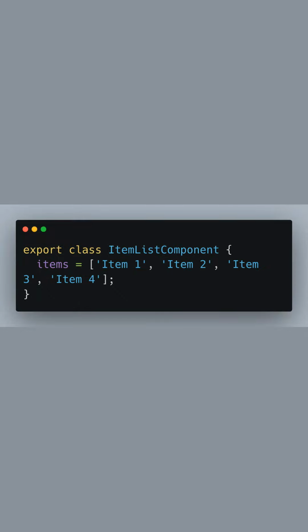Finally, we define the TypeScript class for our component, called ItemListComponent. This class has a property items which is an array of strings. These are the values we're going to render with ngFor.